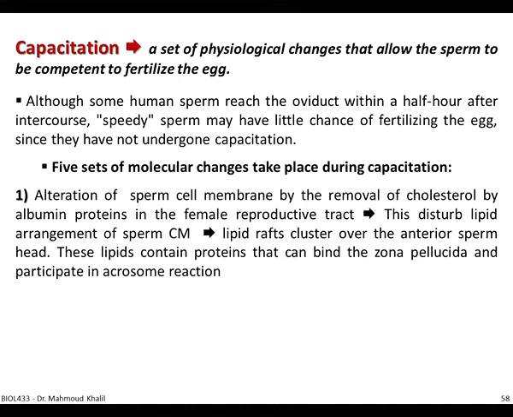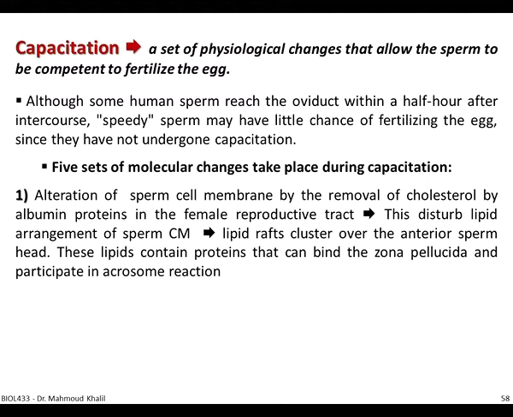So in capacitation, you have five sets of molecular changes that need to take place for the sperm in order to be competent. The first thing is an alteration of the sperm cell membrane by the removal of cholesterol by the albumin protein in the female reproductive tract. The female reproductive tract, the oviduct for example, has albumin protein, and this albumin protein will remove the cholesterol in the cell membrane.